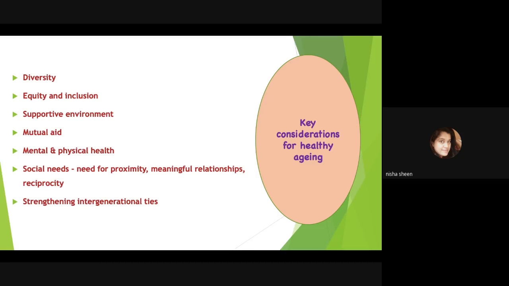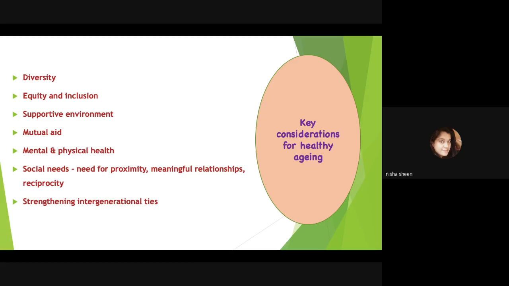Last but not the least, the need for reciprocity. Relationships are always stronger when there is some reciprocity. Receiving support and care from others, as well as helping others and contributing to the society, makes older adults develop a sense of independence and purpose.